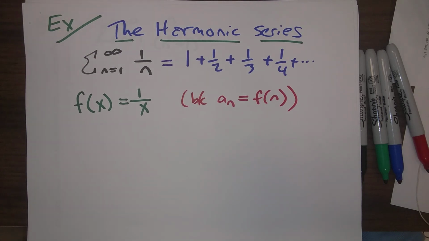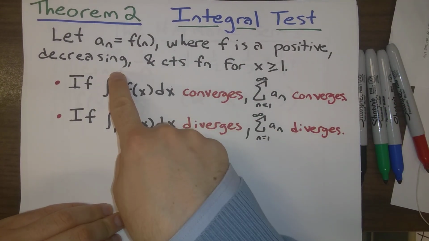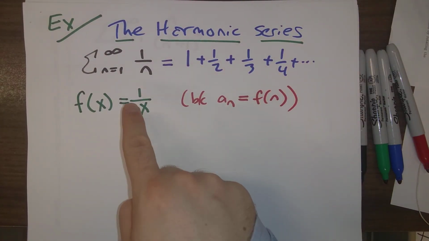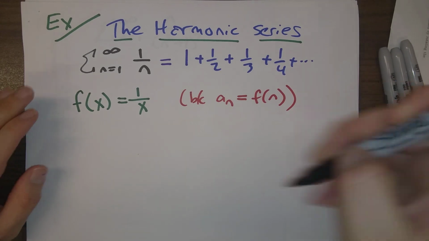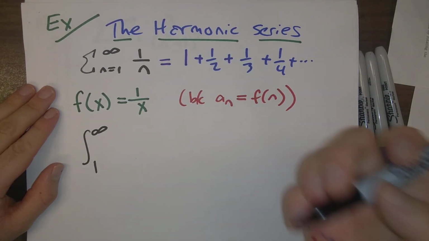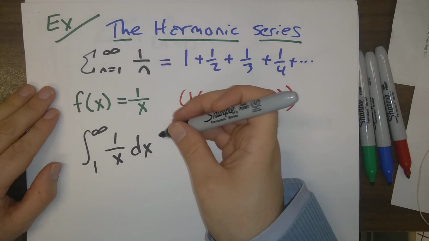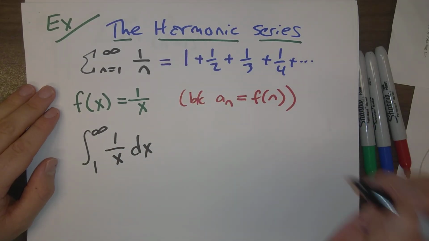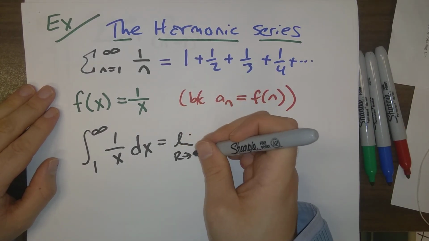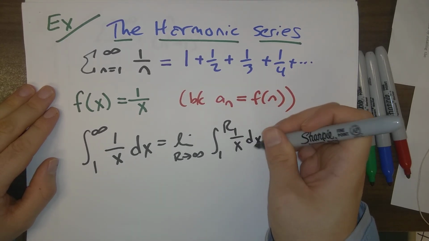So now we want to go to the integral test. F is a positive, decreasing, continuous function. This is positive, this is decreasing, this is continuous. So now we want to ask ourselves, what is the integral from 1 to infinity of 1 over x dx? This is something you should recognize, but I'll just do it from scratch. The limit as r goes to infinity of the integral from 1 to r of 1 over x dx.